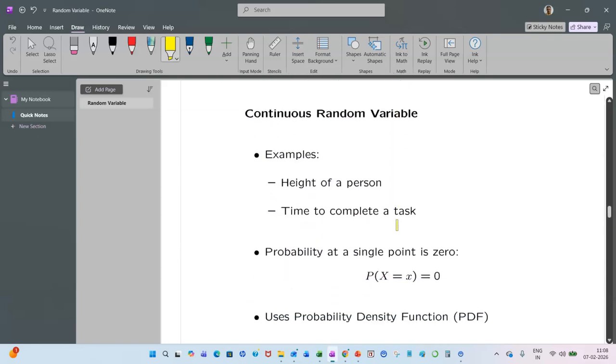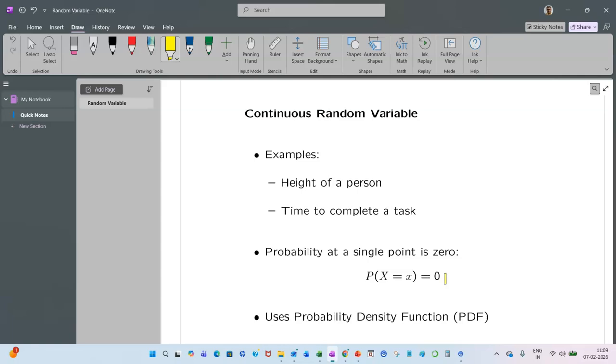Let us go to a continuous random variable example. Height of a person, time to complete a task, that's a continuous random variable. Probability at a single point is 0. Probability at a point, probability of X equal to x is 0 for all points. Say, what is the probability of a person from Kolkata having a height of 5.35? That probability is 0 because when we talk about 5.35, we talk about an interval around 5.35.